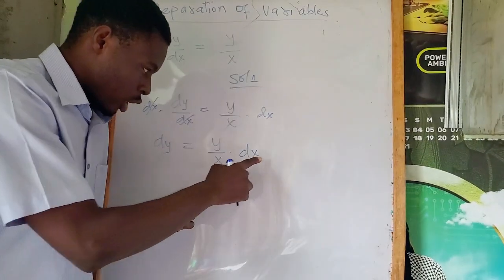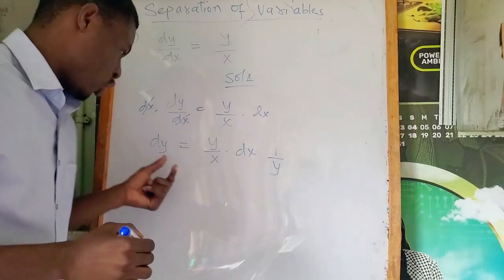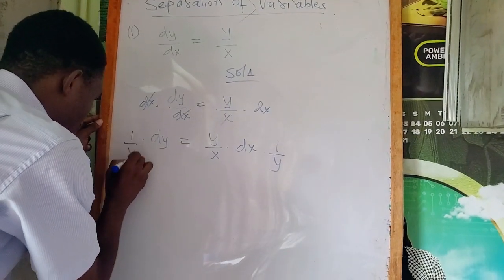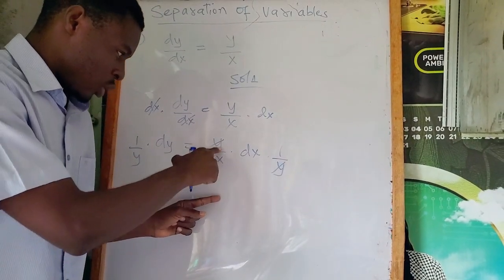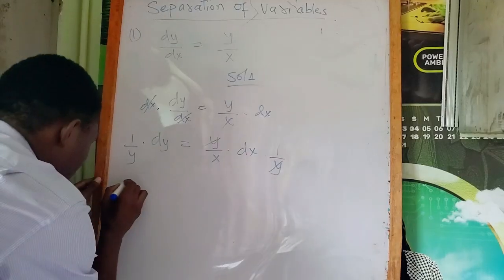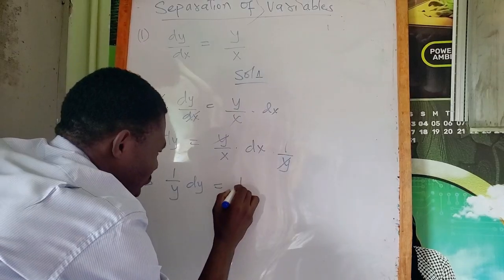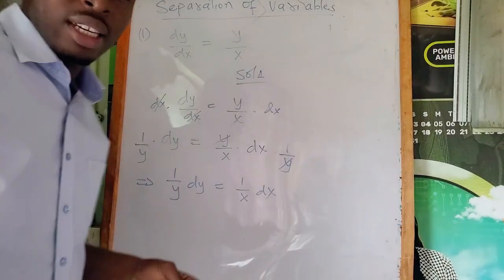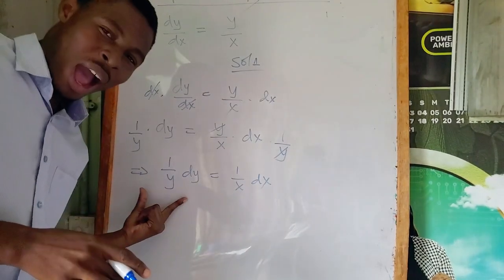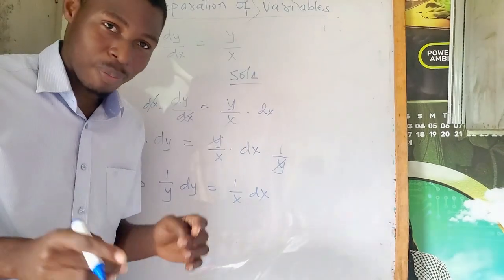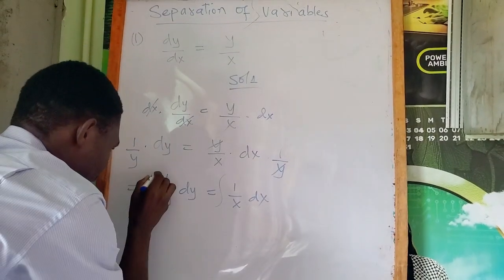That is right. You multiply this side by 1 over y, and you multiply this side by 1 over y. Now you can see this y will cancel, leaving you with 1 over x times dx. So this will imply that 1 all over y dy is equal to 1 all over x dx. Now all of a sudden we have x's on one side and y's on the other side. So what's the next step? You integrate both sides.